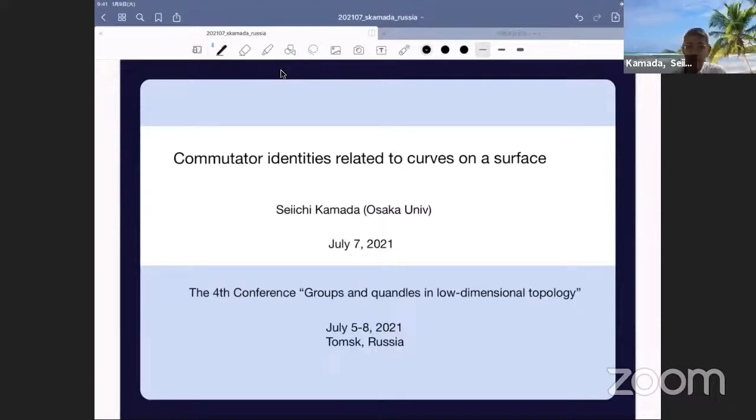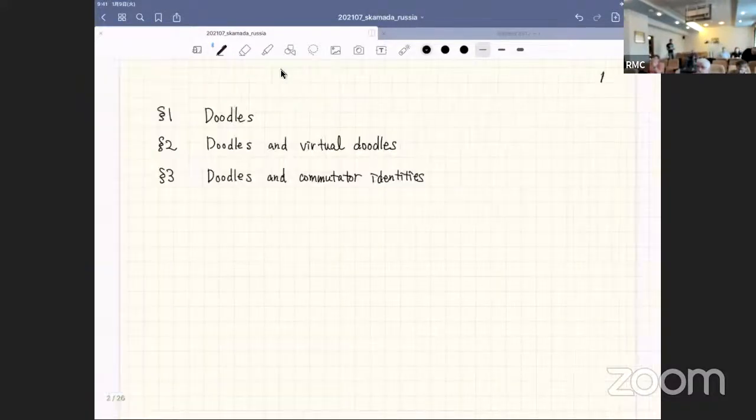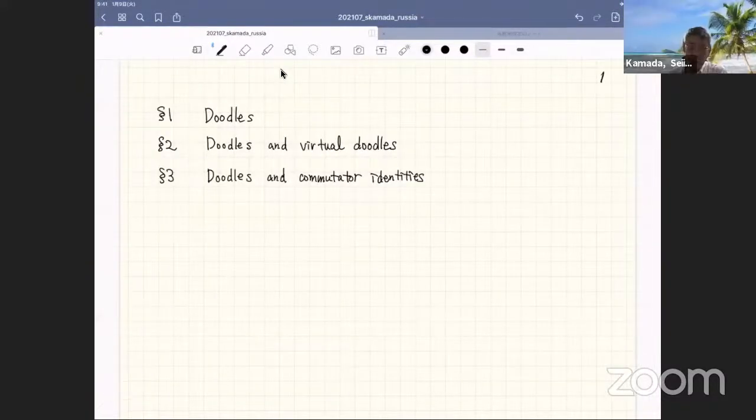Okay, thank you. Do you hear me? Yes. So today I'd like to talk about doodles and commutator identities. In the first and second sections, we recall the notion of doodles and virtual doodles. And in section 3, we discuss commutator identities and doodles.